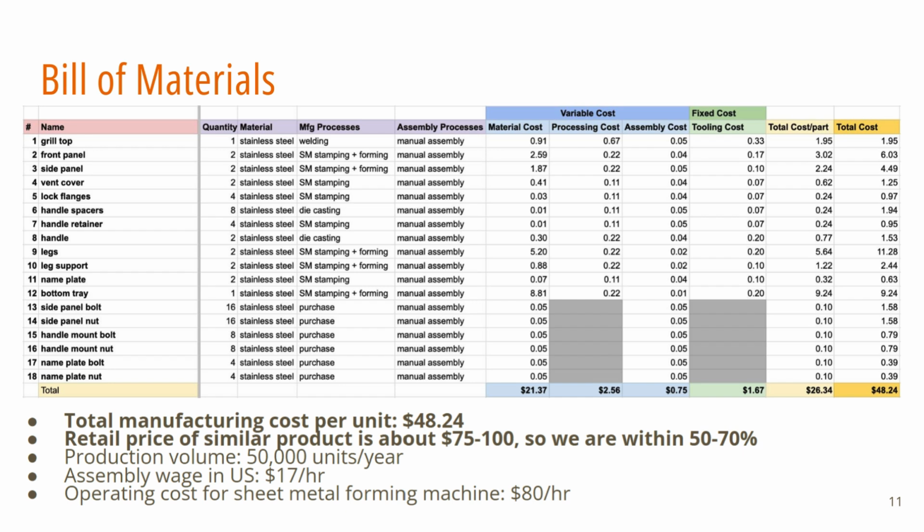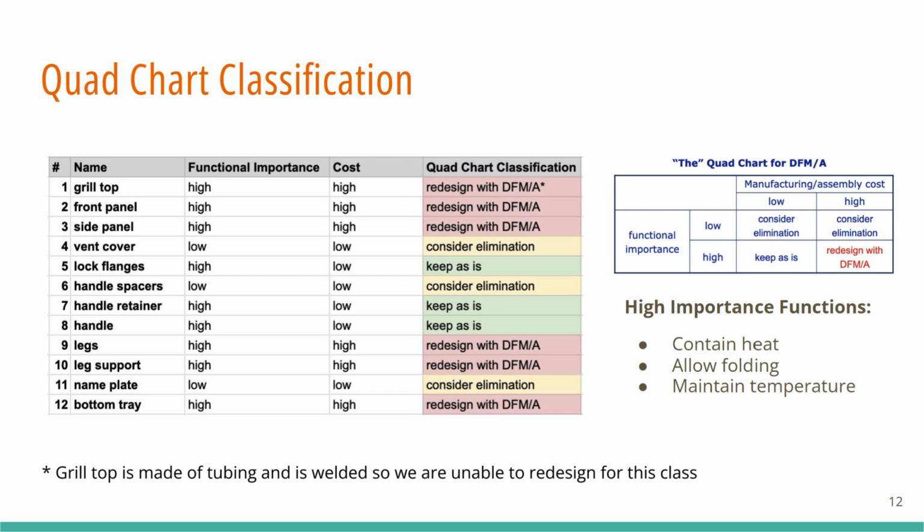We used our results from the function component mapping matrix and rough cost estimate in the bill of materials shown in previous slides. We plugged these results into the quad chart shown on the right of this slide to find each of their classifications. We said that contain heat, allow folding, and maintain temperature are our highest importance functions. This helped us realize some candidates for part elimination and redesign. Specifically, we noted that the vent cover and nameplate would be good parts to remove, and that the legs are a prime candidate to redesign.